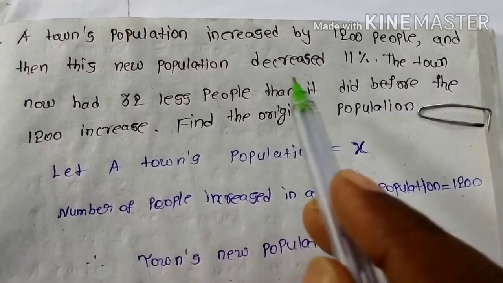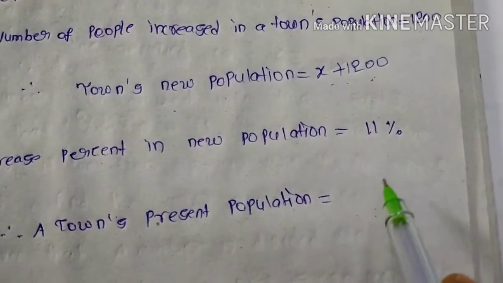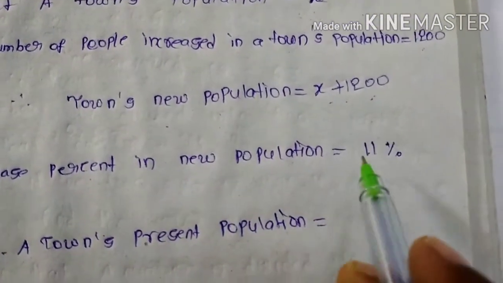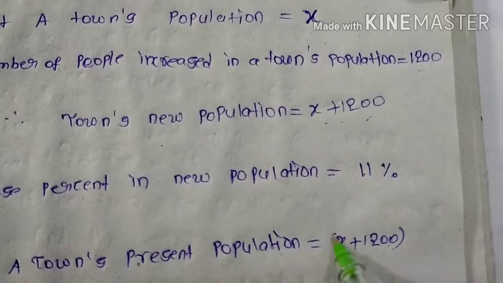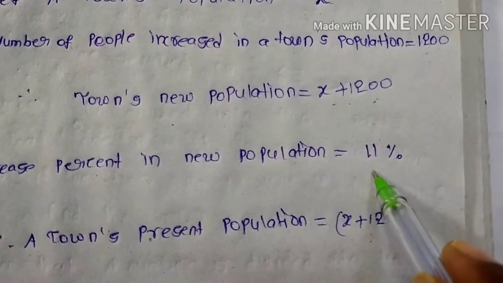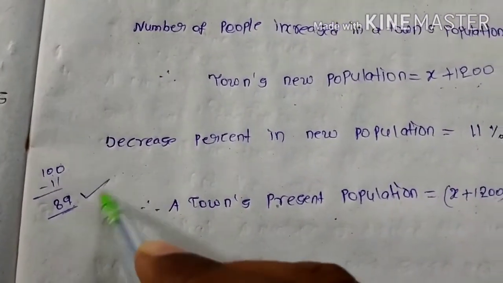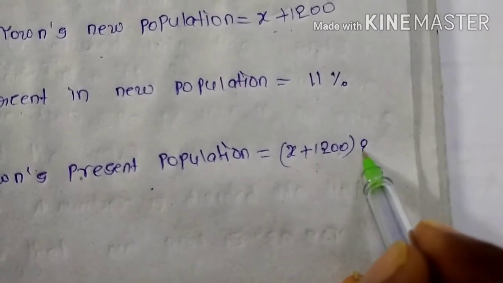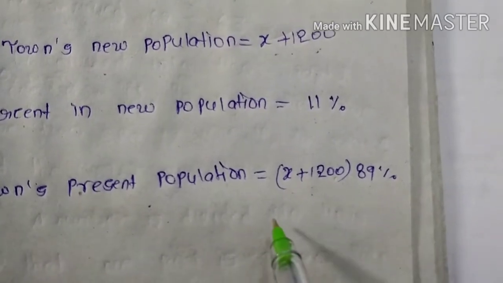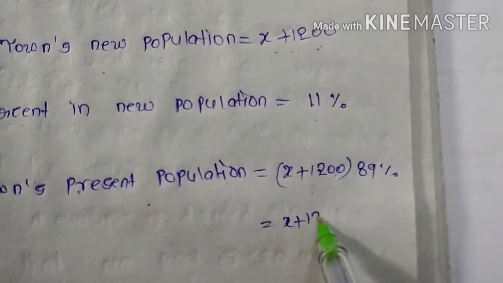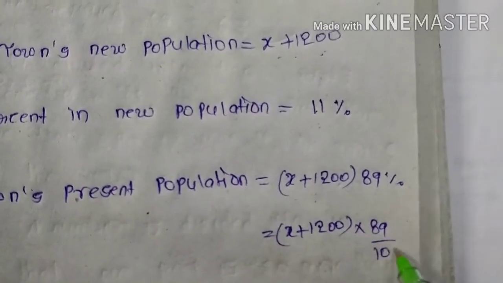So the new population decreased 11%, and I am writing here the town's present population. The present population is already x plus 1200. Since 11% decreased, the present population is 89%. 89% means 89 by 100. So you can write x plus 1200 into 89 by 100.